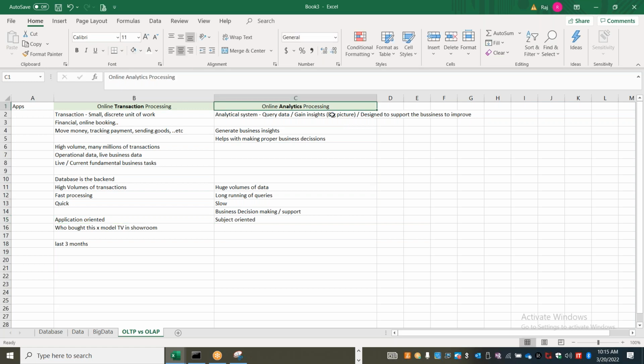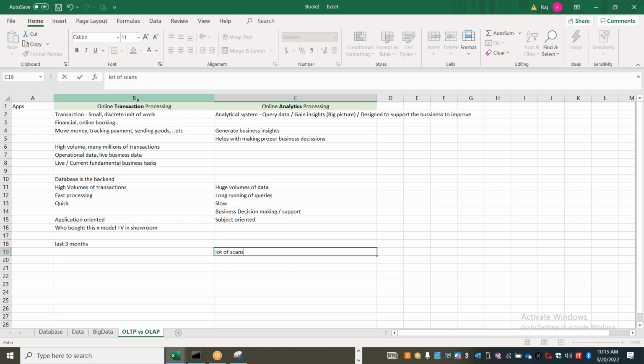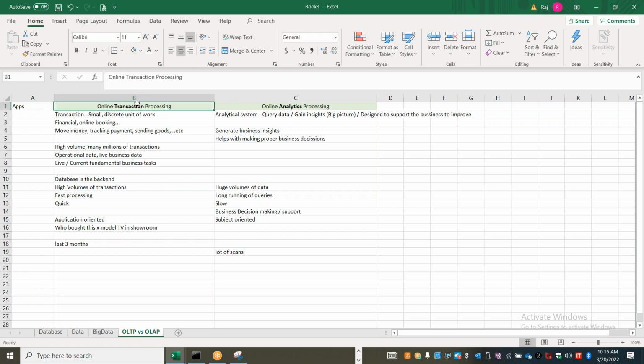Here, with OLAP, there will be a lot of scans happening. It will go and do a lot of data analysis, a lot of scans. But with OLTP, it will be a short, small insert, modification, deletion. It can be read, write. Someone will go and cancel the ticket, someone will go and book the ticket, someone will go and modify it. So it will be read, modify, write, whatever. It will be very short transactions, but it can be any different thing. Here, with OLAP, we are only scanning the data. We are mostly reading the data and getting insight.